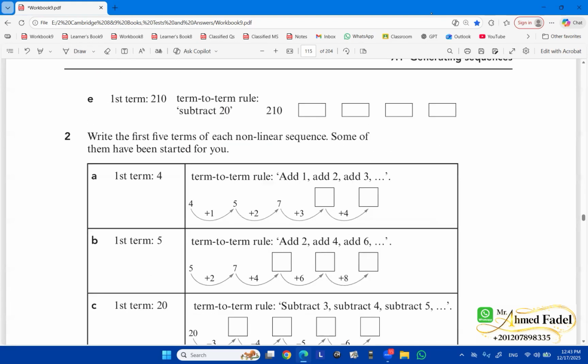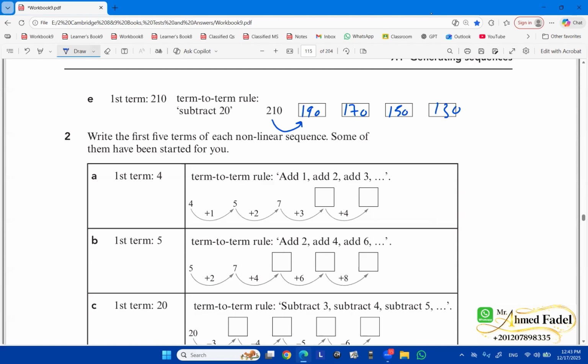Next question, question E here says the first term is 210, and the term-to-term rule is subtract 20. So subtracting 20 from 210 is going to give us 190. Subtracting 20 again is going to be 170, then 150, then 130.